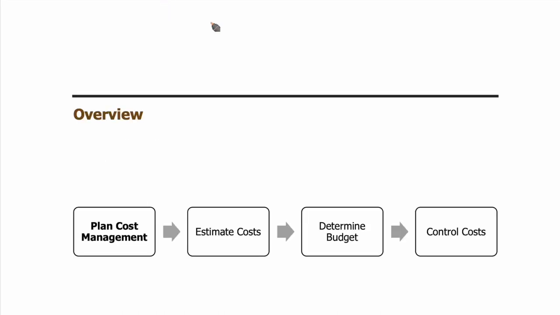Cost management, what do we do here? We plan for cost, we estimate for cost, and then we work with our senior management to determine the authorized budget. And then as the project progresses, we control the cost.